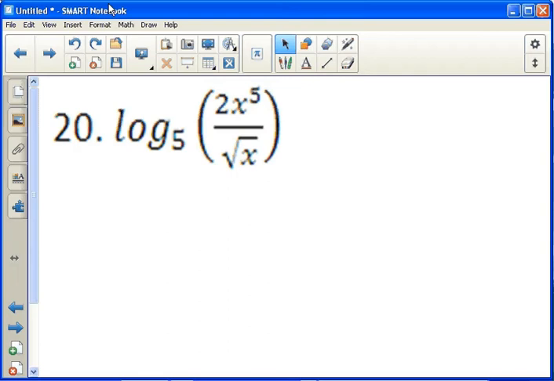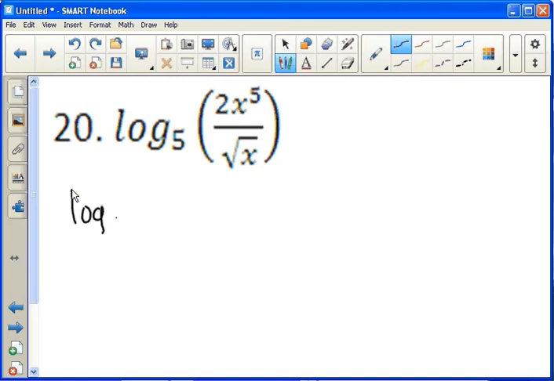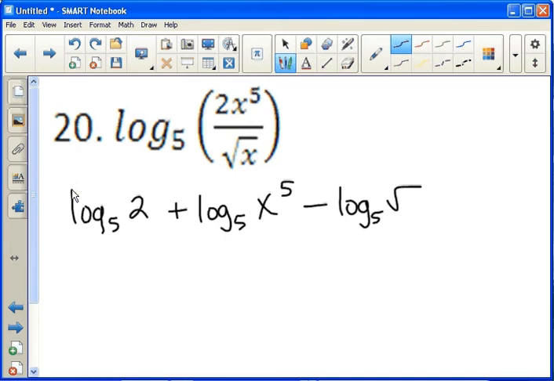Alright, last couple questions on the review sheet. First, it says expand as much as possible. I would recommend expanding first, or expanding in two steps. First, take care of all the multiplication and division. So I do log base 5 of 2 plus log base 5 of x to the 5th minus log base 5 of the square root of x.